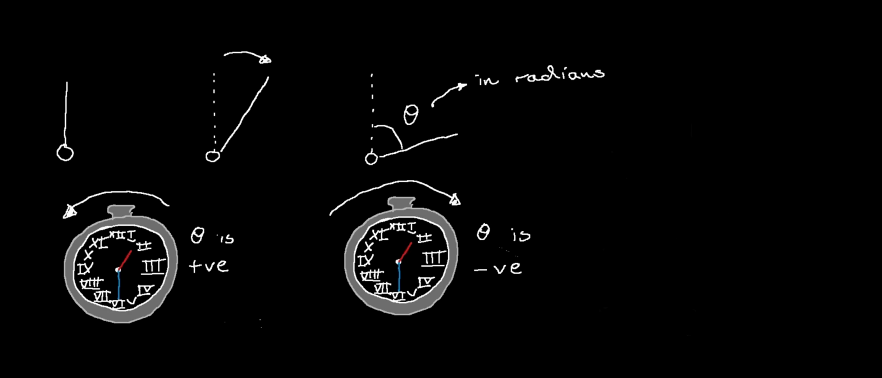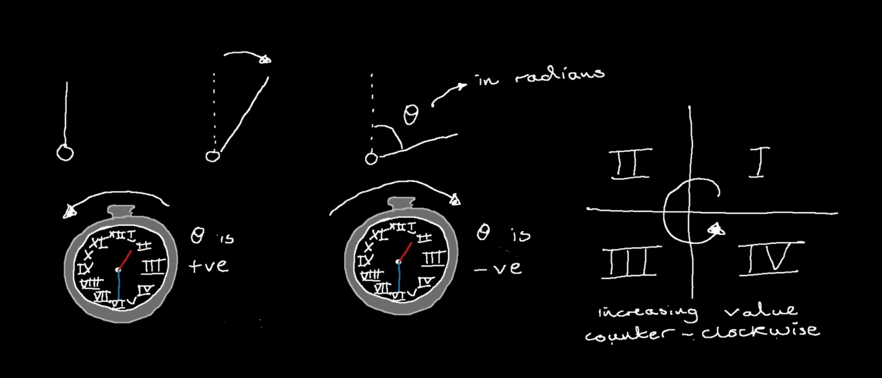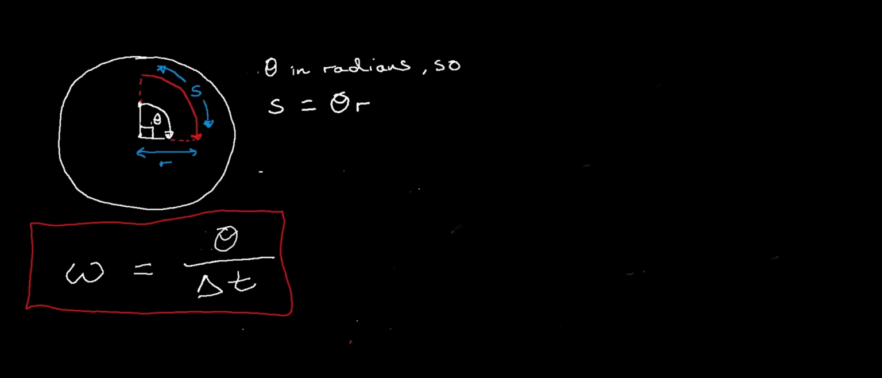This convention exists due to the numbering of the quadrants on a graph. The values increase in the counterclockwise direction. We can find the arc length s through which a point in a circle travels using s equals theta r. This means not all points in a circle will travel the same distance for the same angular displacement, as their distances from the centre of the circle will vary.